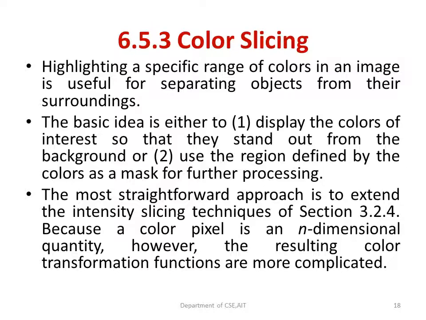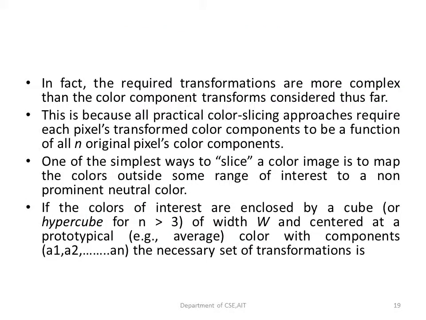Because a color pixel is an n-dimensional quantity, the resulting color transformation functions are more complicated than their gray level counterparts. So the required transformations are more complex than the color component transforms which we have considered so far. The reason is that all practical color slicing approaches require each pixel's transformed color components to be a function of all n original pixel color components.